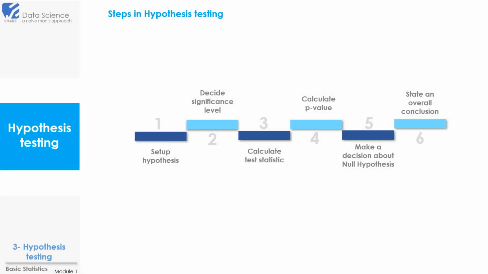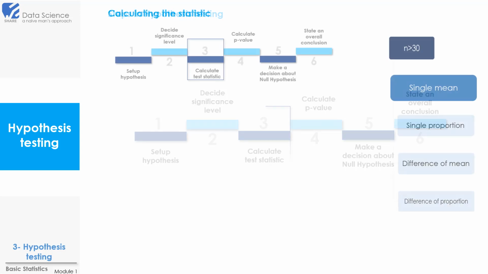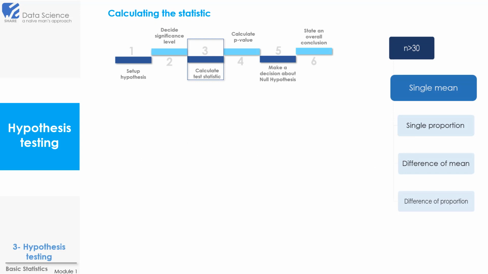Now there are a total of 6 steps involved in hypothesis testing. These 6 steps are common irrespective of the type of test. Now we are starting with the first test.